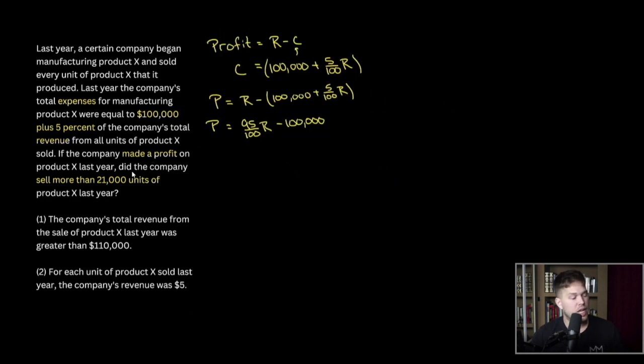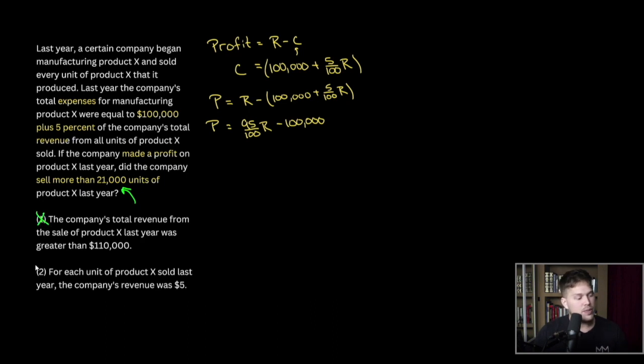So what does statement 1 say? Statement 1 says the company's total revenue from the sale of product X last year was greater than $110,000. So that's fantastic that we know that the revenue was greater than $110,000. However, the question is asking us for the amount of units that were sold. And if we don't know a unit price, even with the revenue, we're not going to be able to determine how many units were sold. What if he was selling $50,000 cars? Then he only sold 2 or 3, right? But if he sold like 50-cent widgets, he sold a ton. So statement 1 is not going to be sufficient.